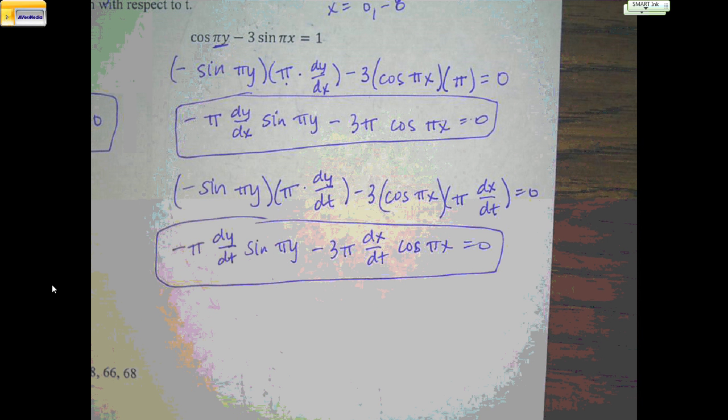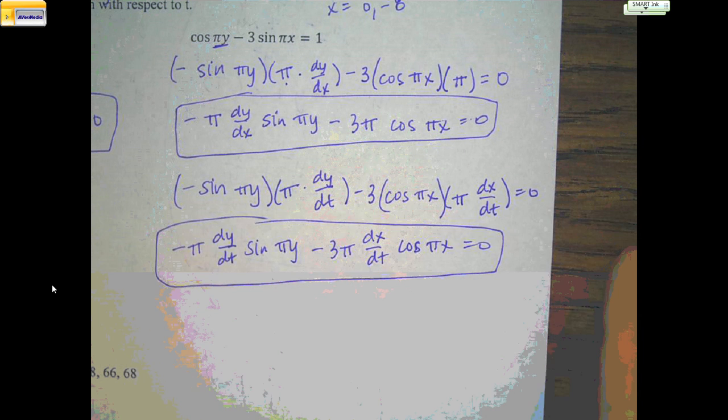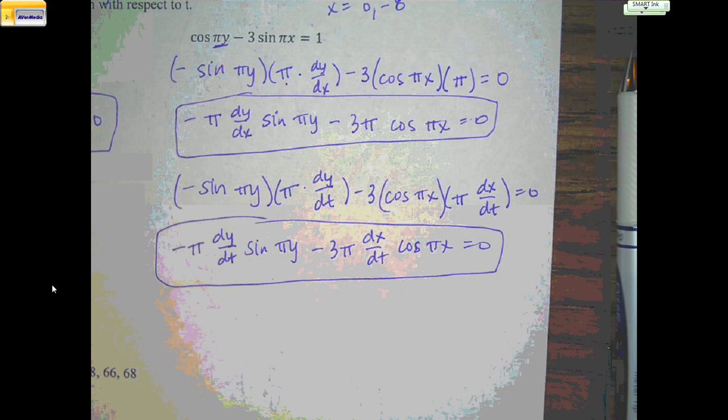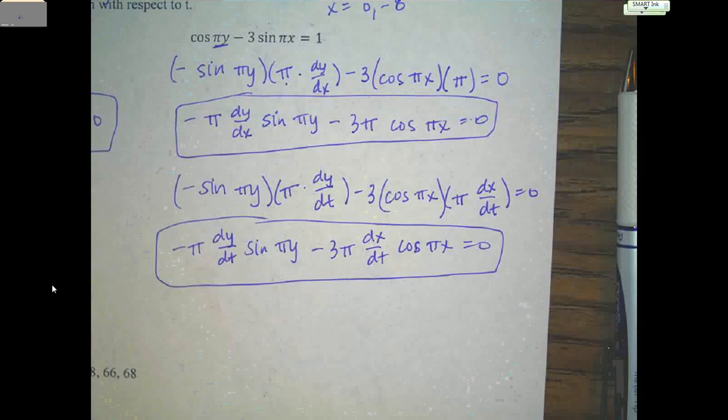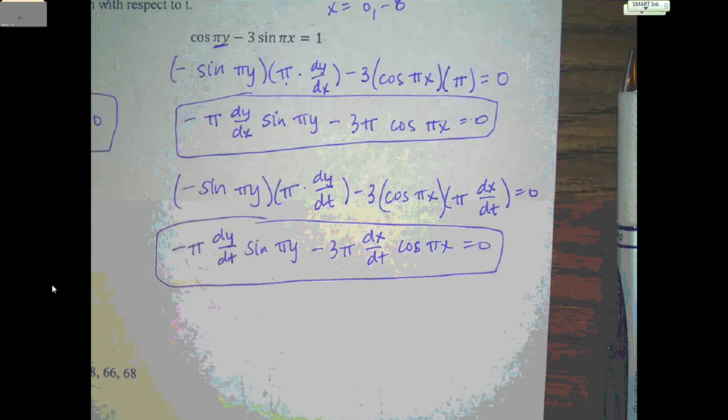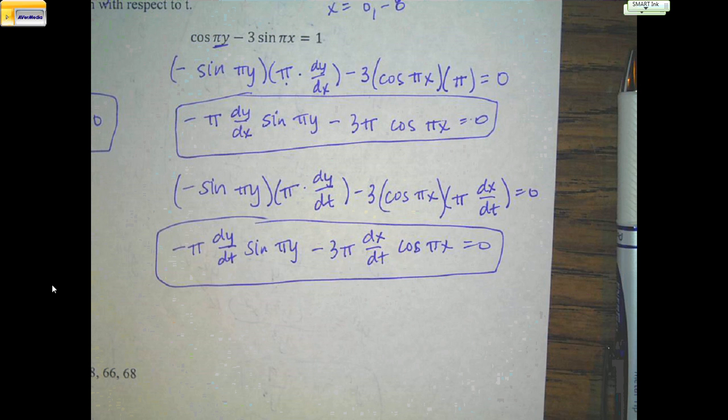Questions? I thought you had to do the product rule on pi and cosine. You would if those were two different functions, but pi is a number. Oh, okay. It's just like putting 3. Good question. And good catch.